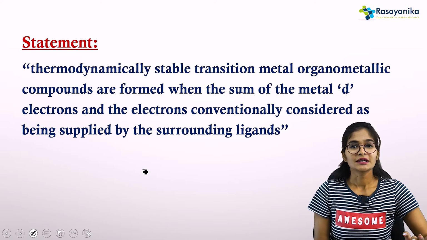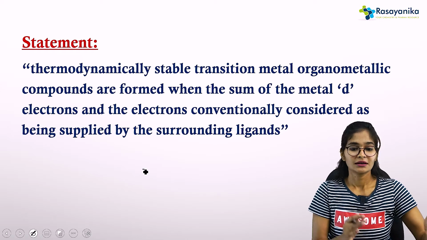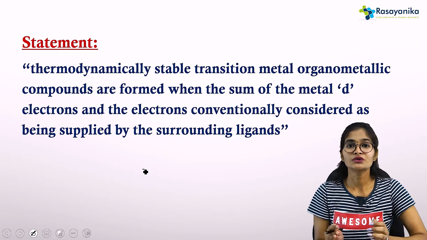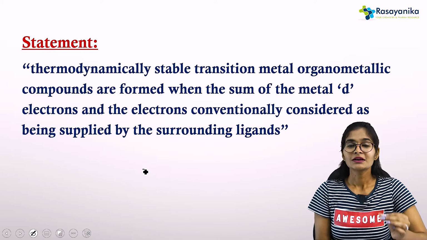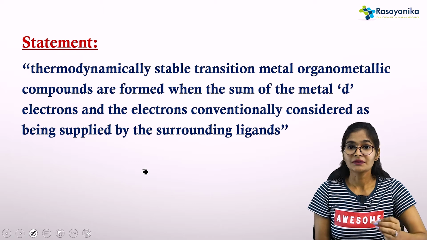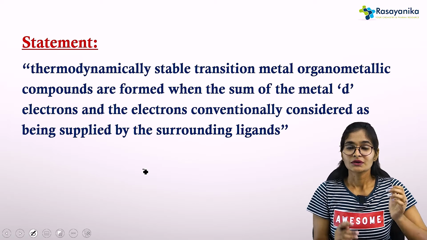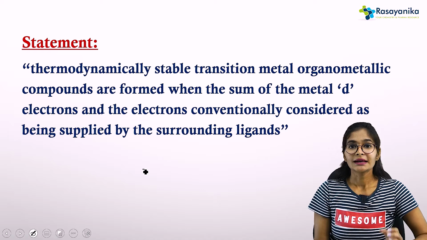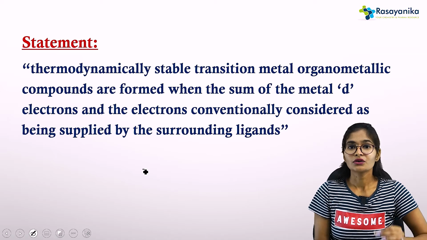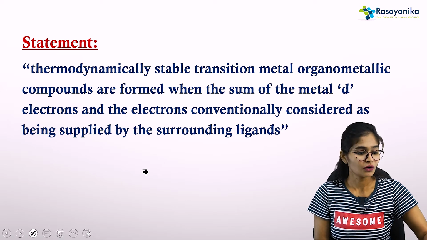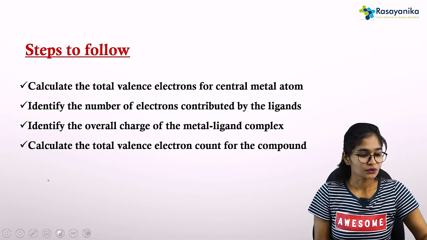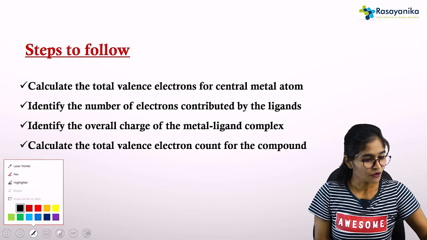Coming to this statement, we focus on the metal d electrons. In transition metals, we know that there are d orbitals, right? The d orbital where the valence shell electrons are present, the count must be equal to 18. In order to approach the 18 electron rule for every organometallic compound, you have to follow certain steps. So let us look at the steps you can follow.